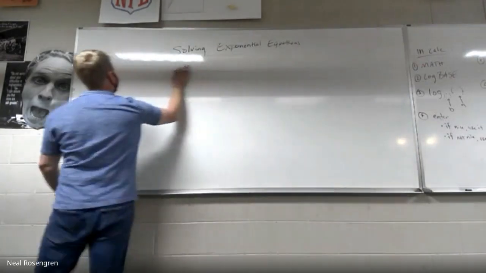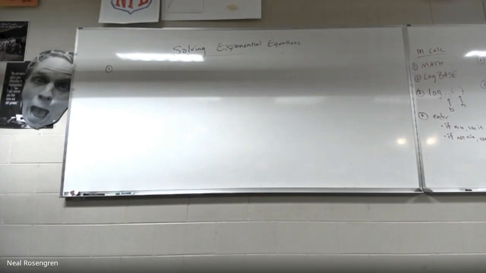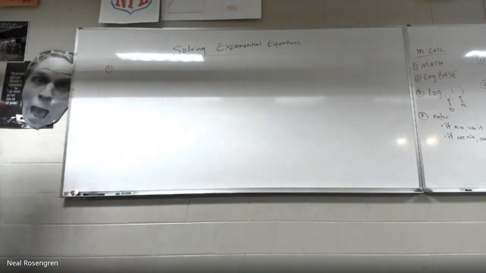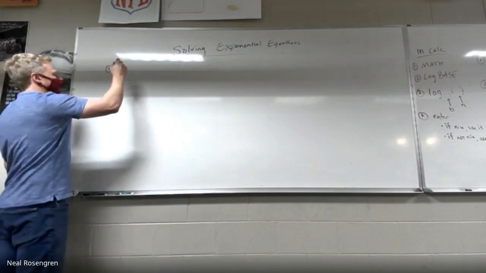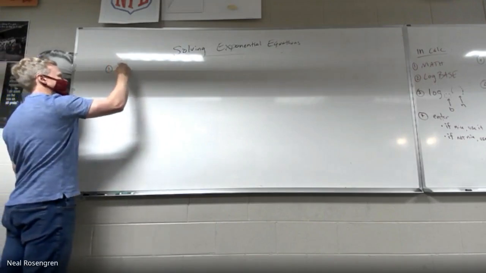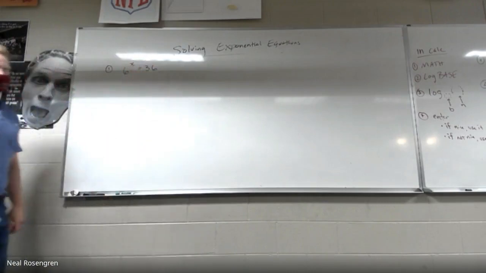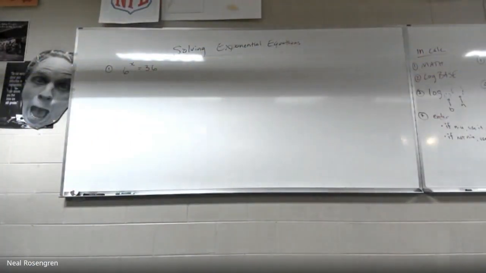Now, it's a new day, so I'm going to start at number 1 again. Let's start simple. You might see some repetition because there are only so many nice ones I can make up. 6 to the x equals 36. Can you look at that and know what the answer is supposed to be? What is it? 2. Done.